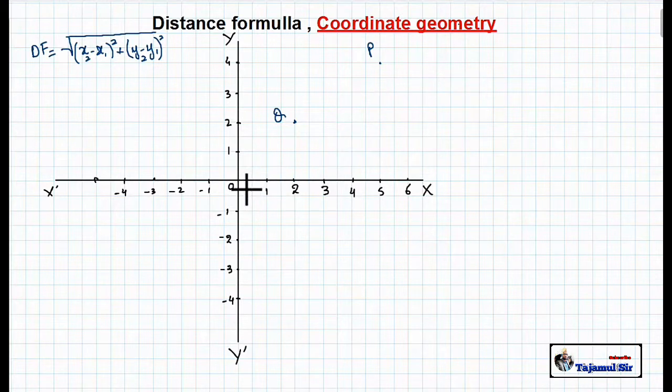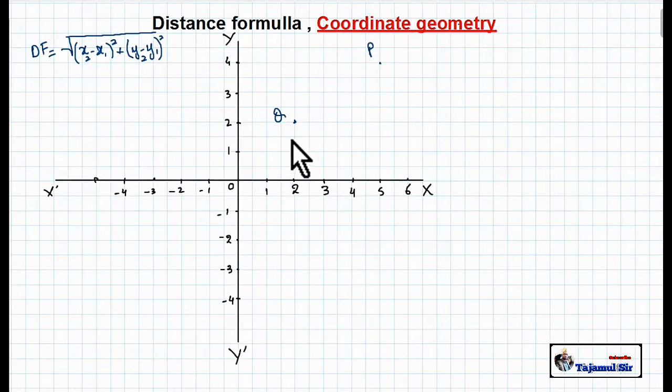We know that in a graph, this is the x-axis line. The positive values are from 0 to the right-hand side and negative values are from 0 to the left-hand side of this x-axis line. Similarly, on the y-axis, these are the positive values of the y-axis here and negative values of the y-axis here.